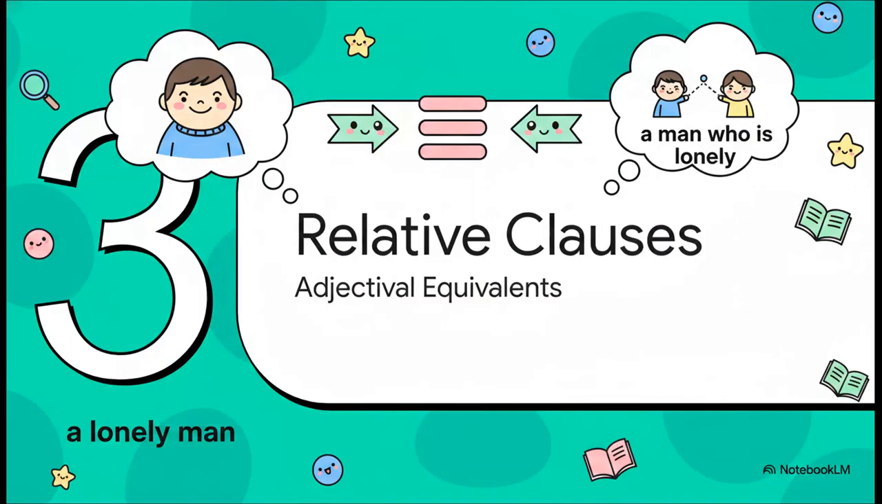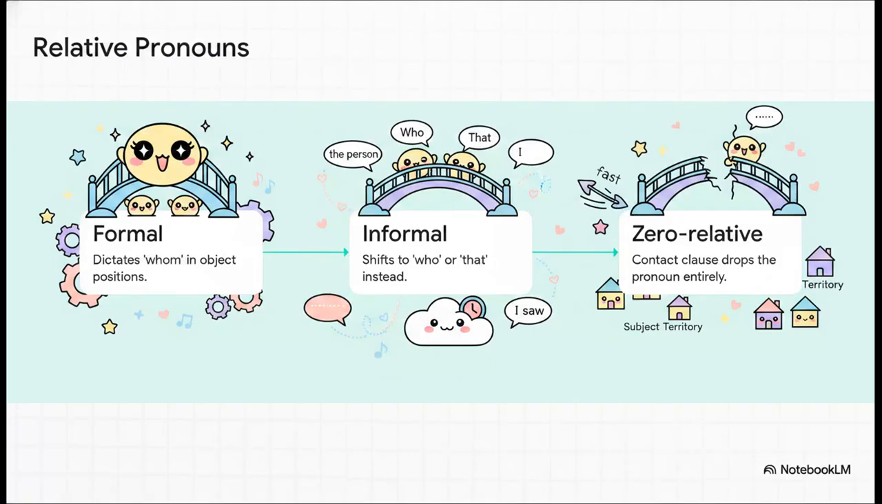All right, let's look at section 3, relative clauses as equivalents. To really master relative clauses, you have to understand the mechanics of relative pronouns, which basically act as the bridge between the noun and the clause itself. In step 1, formal academic style dictates that we use whom in object positions. For example, the person whom I saw.